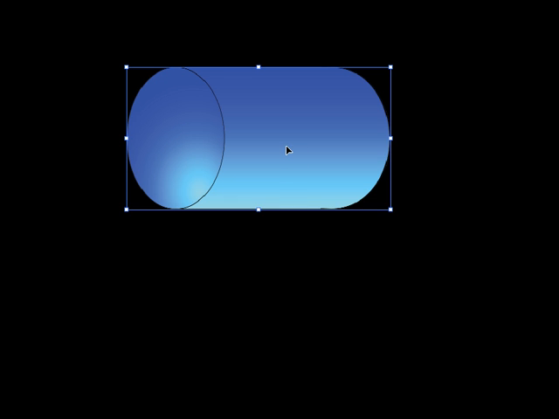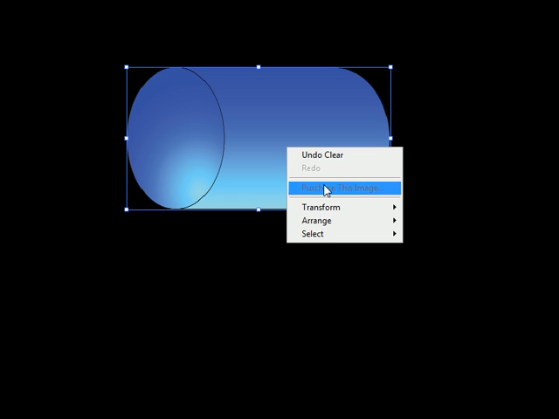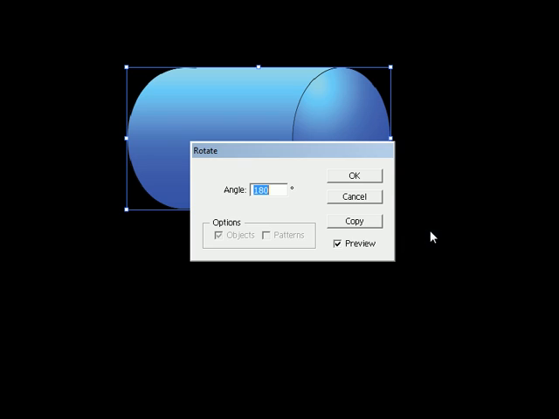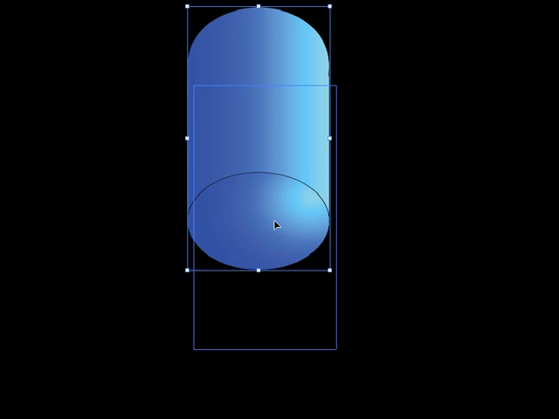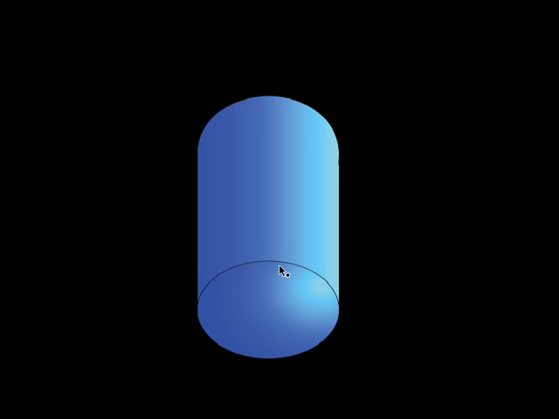And let's take this and just turn it up on its side. Let's see if I can do this. Rotate it. Let's go 90 degrees. And there we go. All right, so if I put this on its end, it looks kind of crooked, but you get the idea.